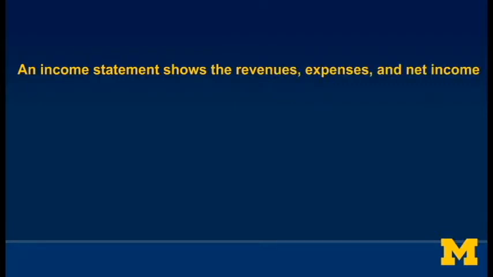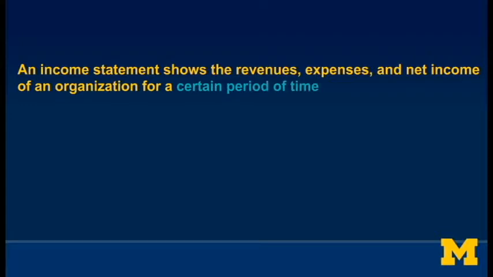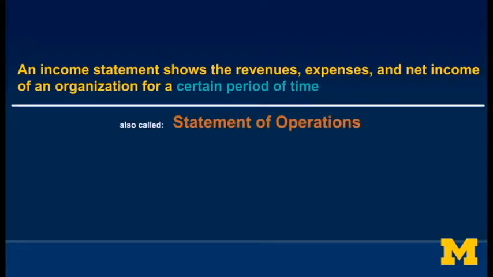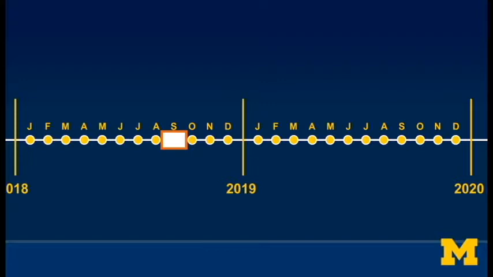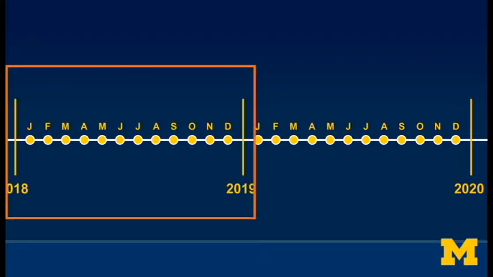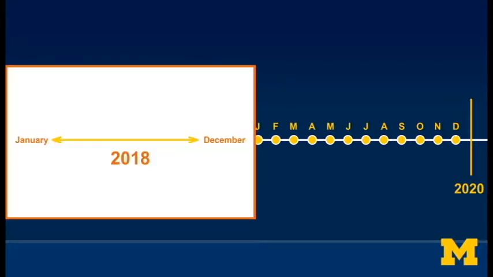An income statement shows the revenues, expenses, and net income of an organization for a certain period of time. An income statement is also called a statement of operations. Unlike the balance sheet, which is a snapshot of an organization's financial condition at a particular point in time, the income statement tells what happened to an organization over a period of time, such as 1 year.